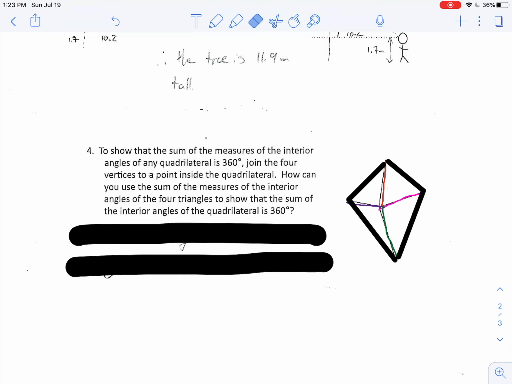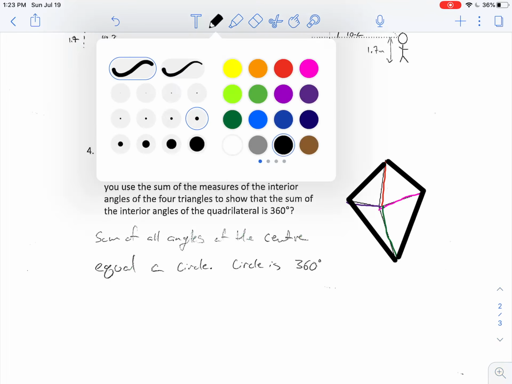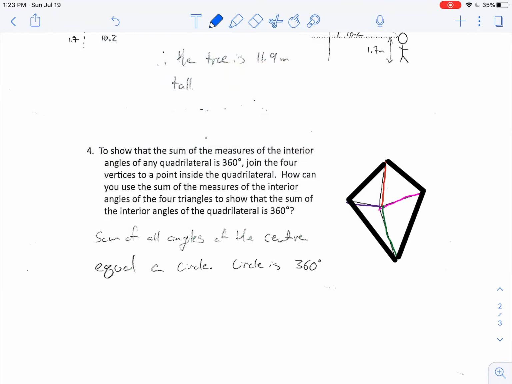Well, the sum of the interior angles equals a circle. So if I was to quickly draw this around, let's go back to blue, from this angle to this angle, to this angle, to this angle, to that angle, we have essentially created a circle. And we know that a circle is 360 degrees. So that's how we would use the theorems to prove that this is in fact true.